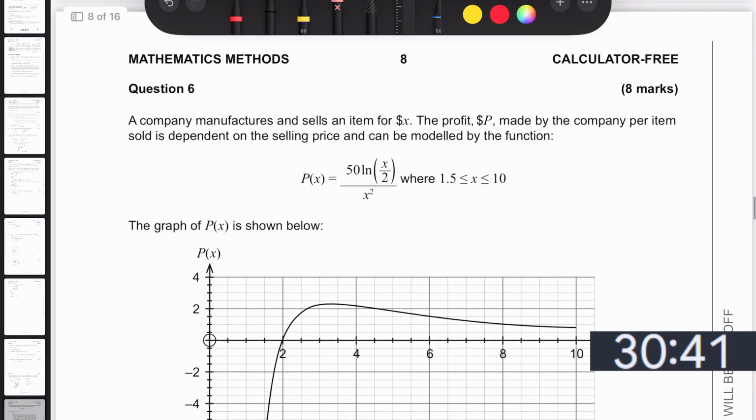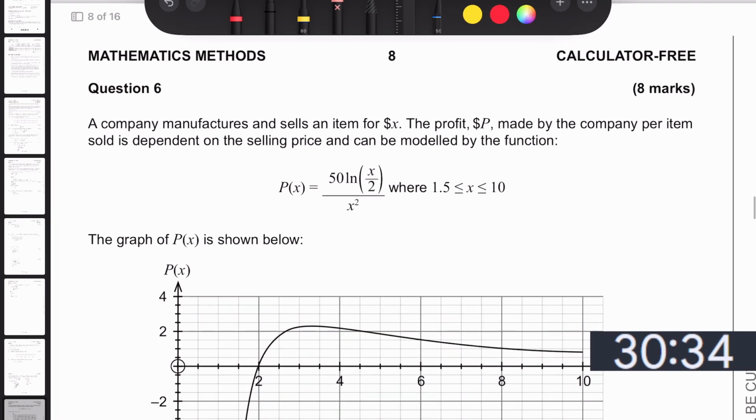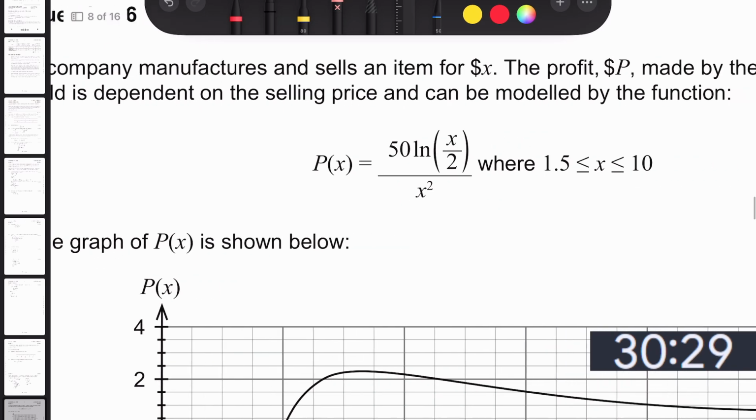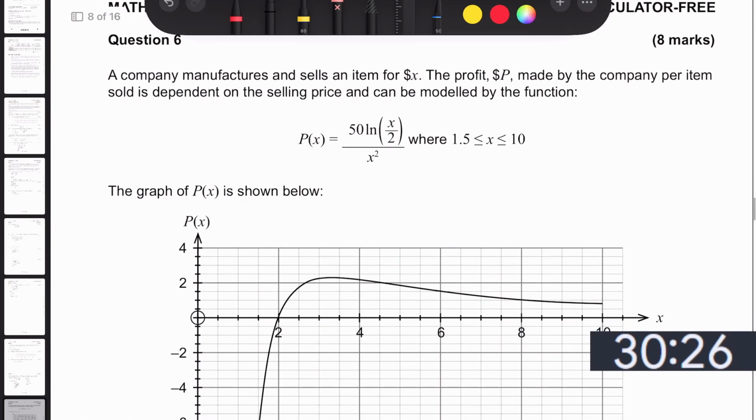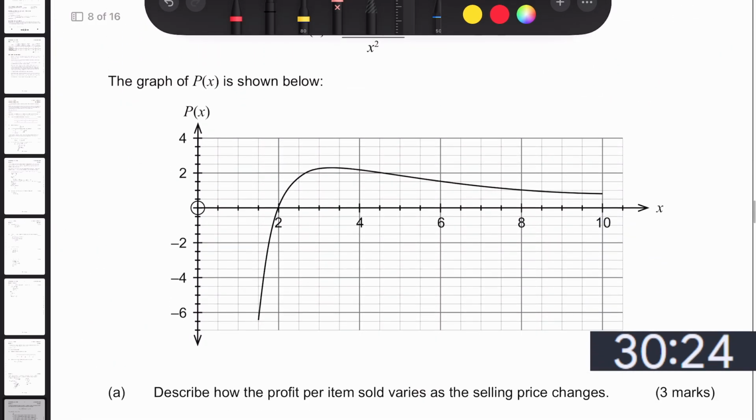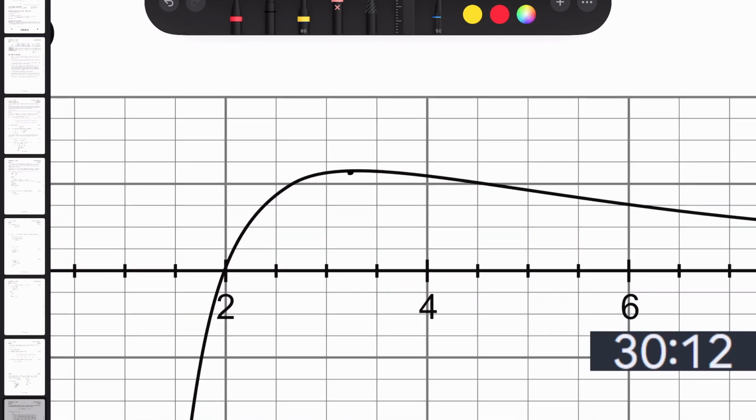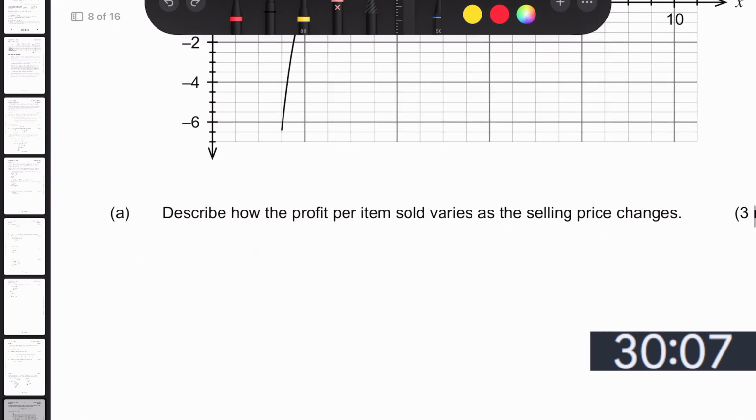1,800. Question 6. A manufacturer company manufactures and sells an item for $X. The profit P made by the company per item sold is dependent on the selling price and can be modeled by the function of that. Describe how the profit per item sold varies as the selling price changes. Where's the maximum point? 3.25. Profit per item.